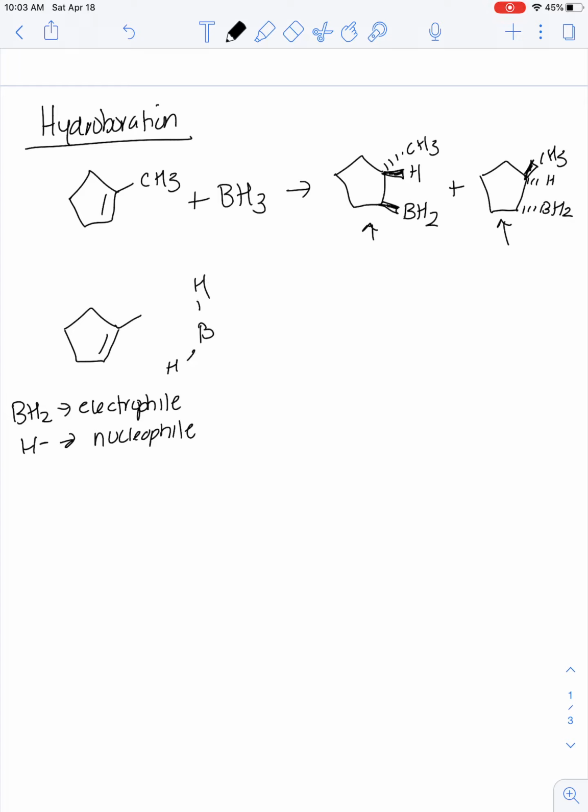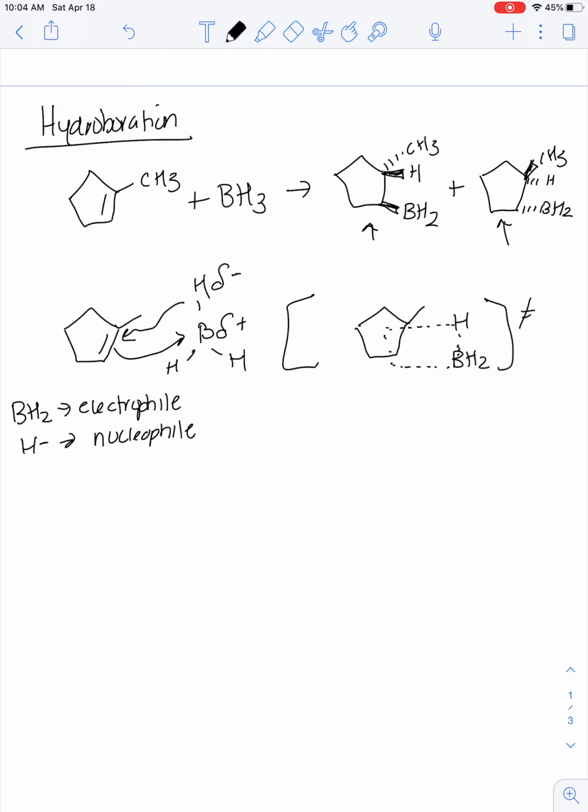So we have our BH3 here. Again, this is going to be our partial negative, partial positive, because think electrophile, nucleophile. So we're going to have the formation of this transition state here. So we have our methyl group, and then we're going to have this transition state here. Again, remember, this is a one-step process. Borane is going to add to the double bond in a single step.